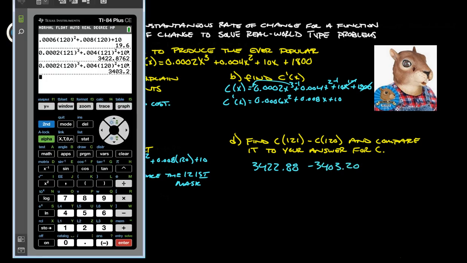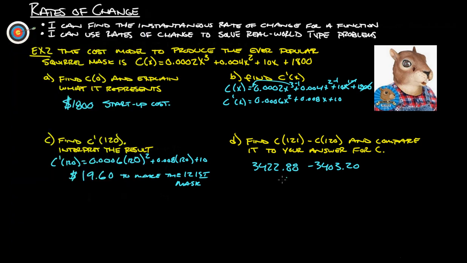So if we subtract those two, 3,422.88 minus, and we can just put in our answer, and we get 19.68. So it really would cost 19.68. This is our estimate, which is pretty close. Okay? All right, that's all we have for rates of change. If you have any further questions, please feel free to ask in class. Thanks.